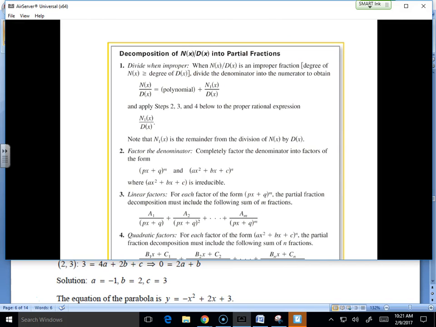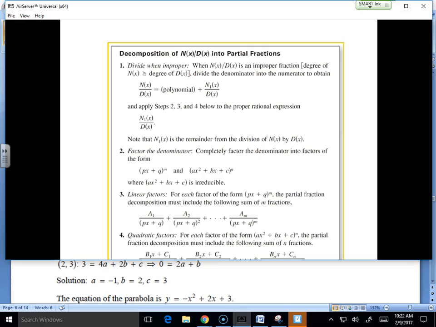Decomposition. Wait, we've done decompose. Remember decomposing compositions of functions, f of g of h, and we had to pull them all out? Maybe not. Anyway, decomposing means breaking down, breaking apart into its elemental pieces. Same thing here. We're taking a combined fraction with a complicated denominator and trying to break it down into its simpler pieces.